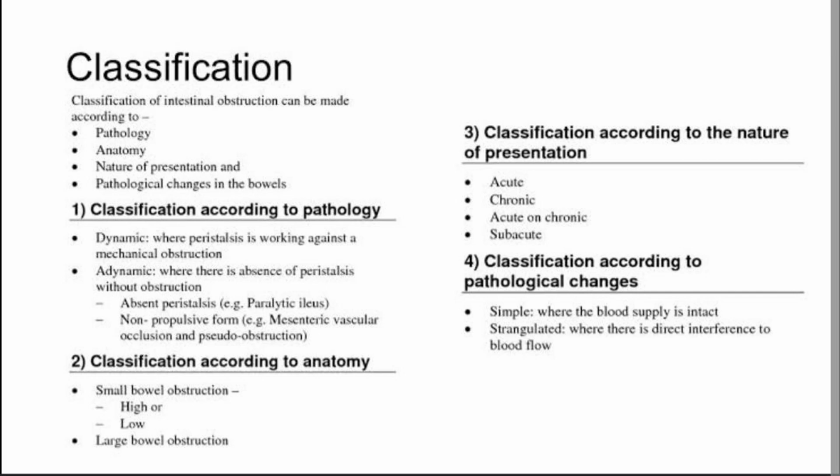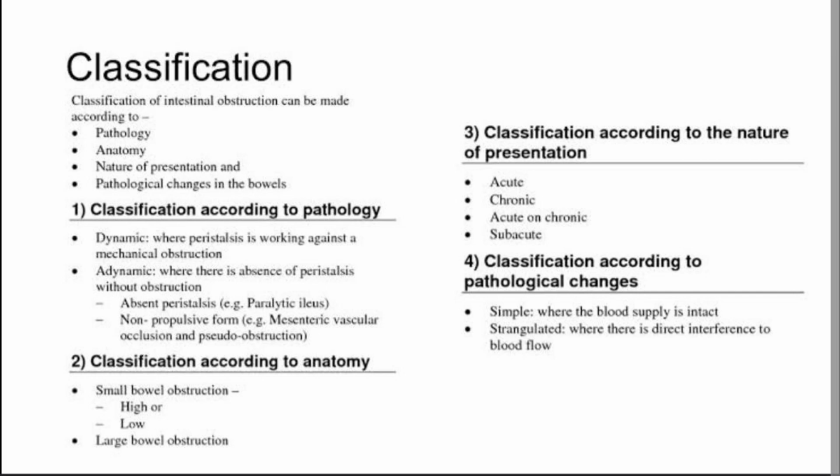So according to the pathology, it is divided into the dynamic or the adynamic obstruction. The dynamic obstruction is where the peristalsis is working against a mechanical obstruction. We also call it a mechanical obstruction. Adynamic is where there is absence of the peristalsis without any obvious mechanical obstruction in the lumen, like the absent peristalsis in paralytic ileus, or the non-propulsive form which occurs in the mesenteric vascular occlusion and pseudo-obstruction.